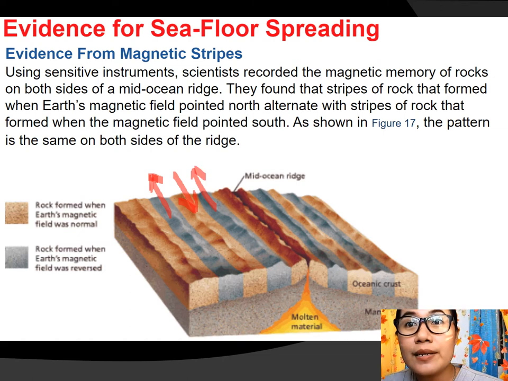A compass is a magnet. A magnet is attracted to another magnet. So that is the purpose of a compass.